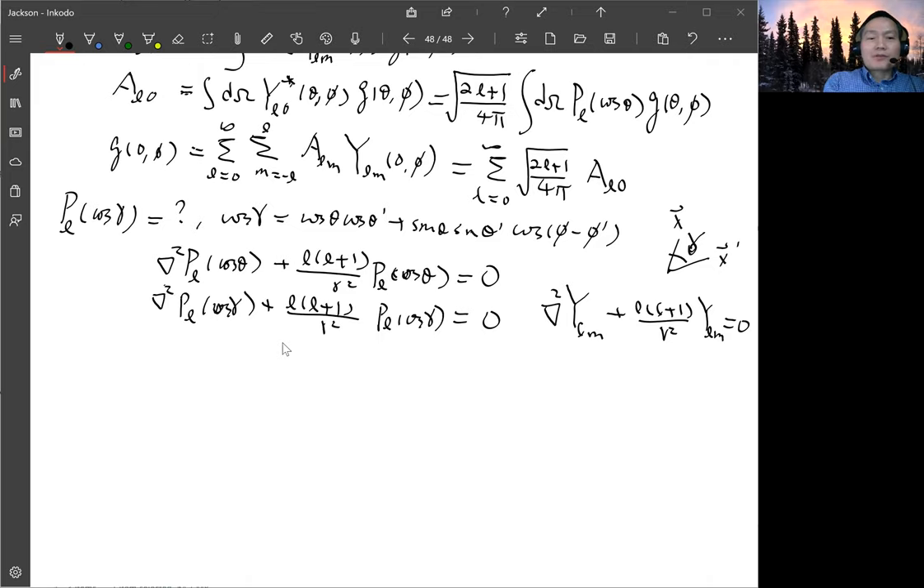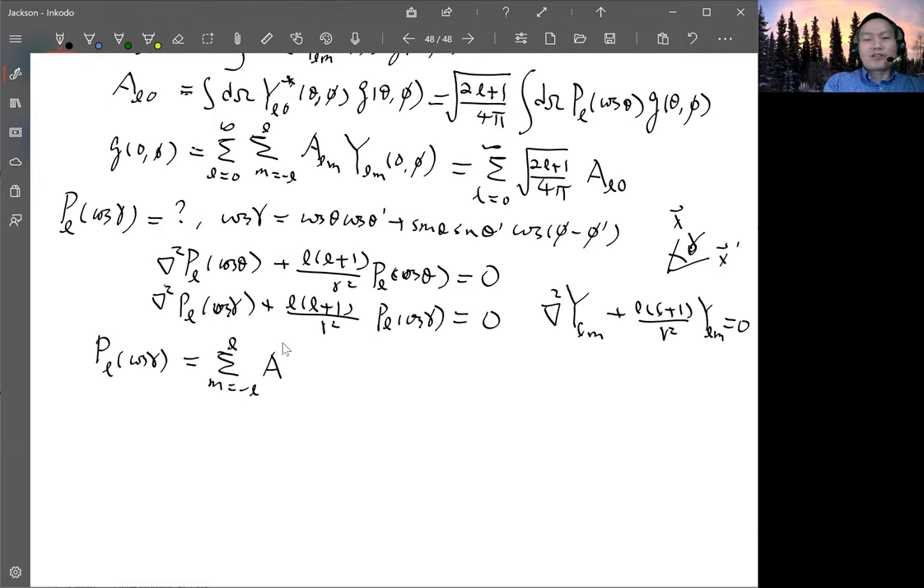So this means that P_l cosine gamma is given by the sum over m from minus l to l of A_m. The l can be regarded as a label, because this is a function that depends on l. Although we are not summing over l, we can put an l in here, A_lm. That's a coefficient, multiplied by all the Y_lm that depend on theta and phi. So we can express P_l cosine gamma this way. Now the problem is how you get this coefficient A_lm.